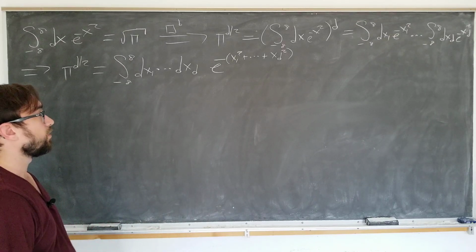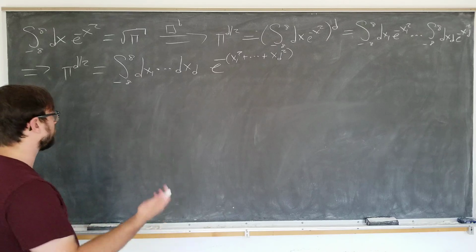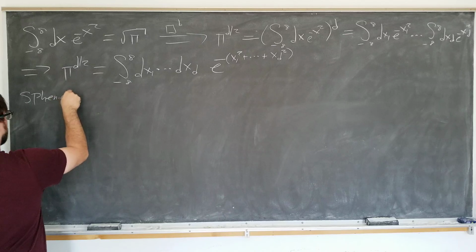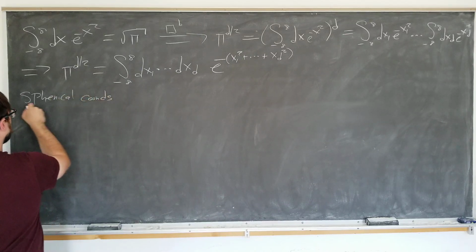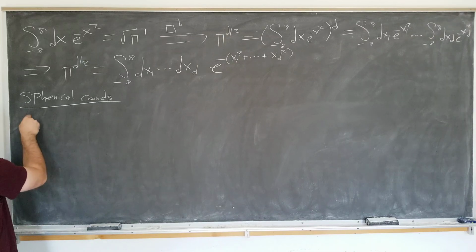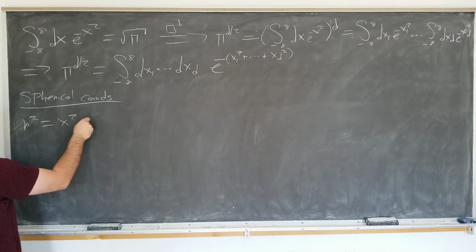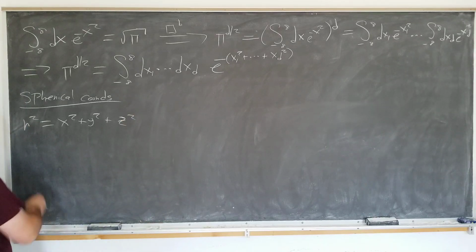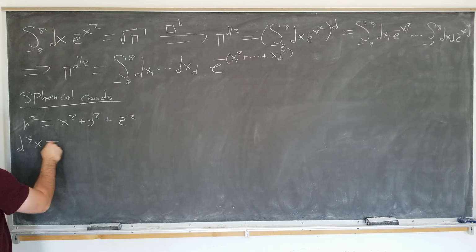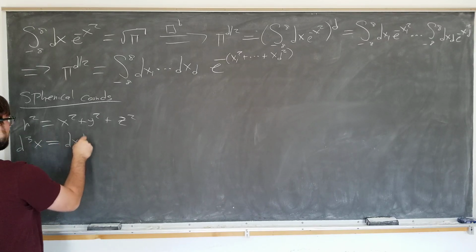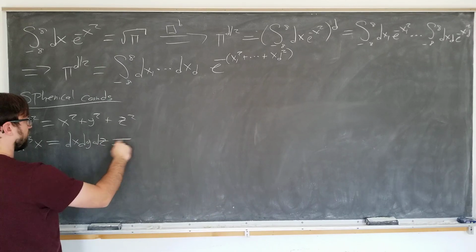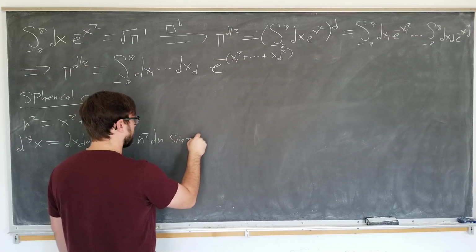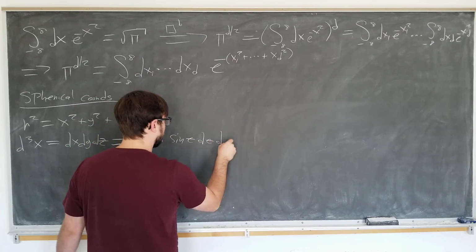And now we're going to do a hyperspherical coordinate transformation, which is pretty cool. But first, let's talk about ordinary spherical coordinates. We know that if we define a radial coordinate, r squared, to be x squared plus y squared plus z squared, then the volume element d cubed x, which is dx dy dz, is equal to r squared dr sine theta d theta d phi.